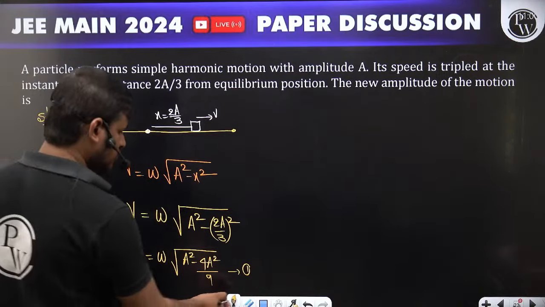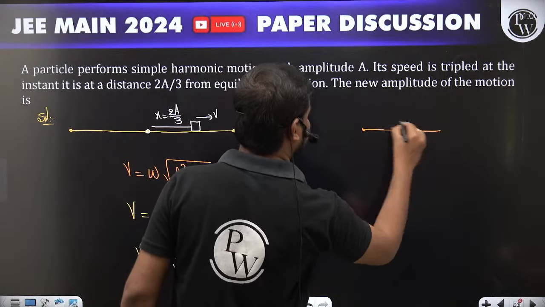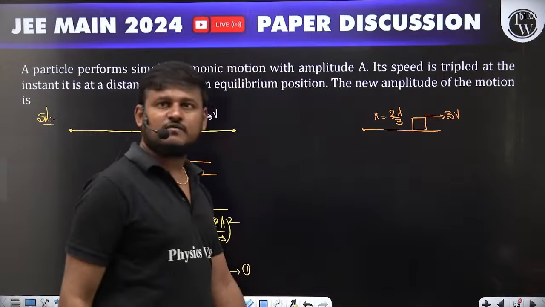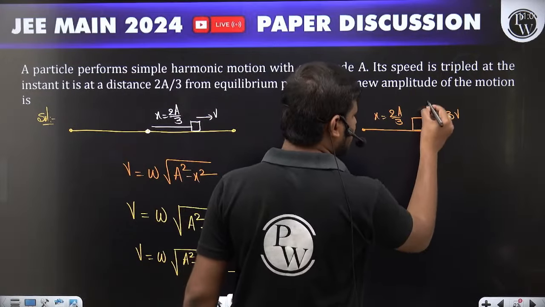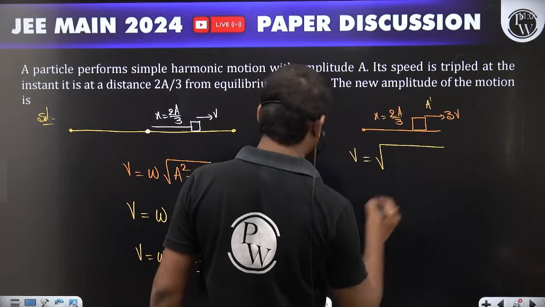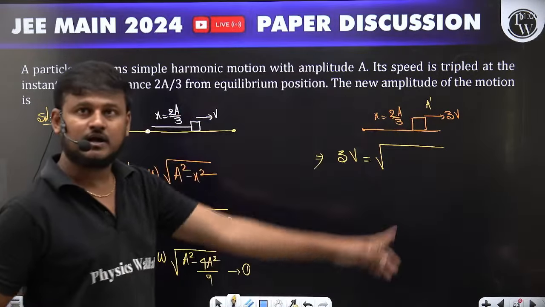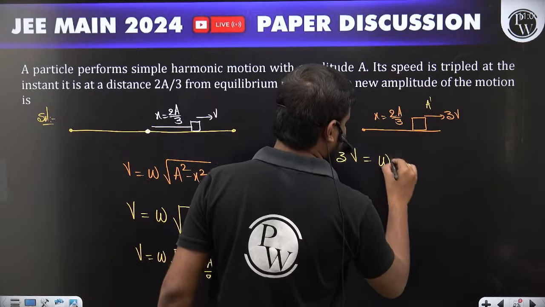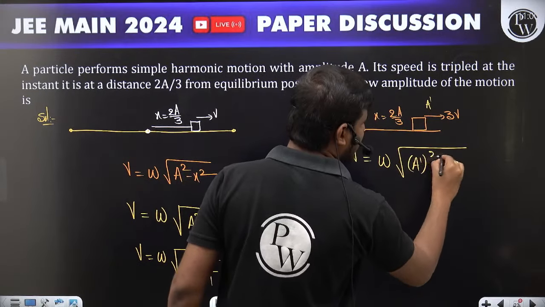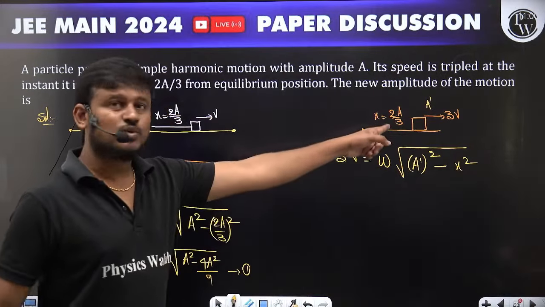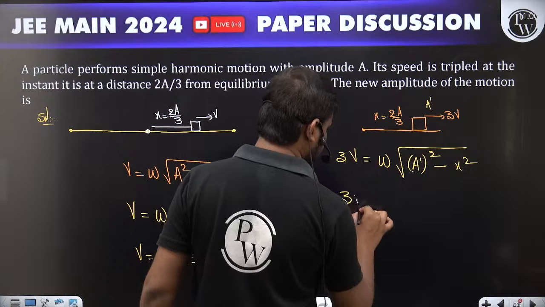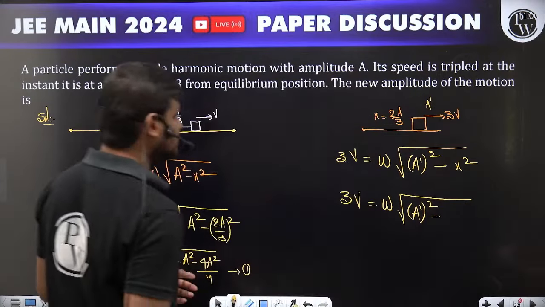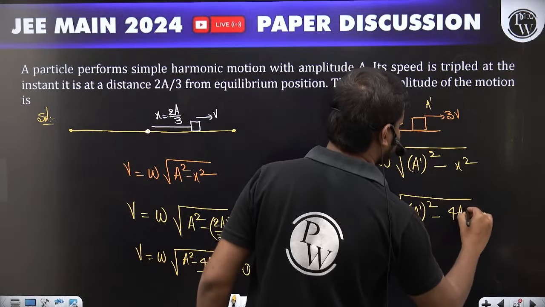Now the second scenario: the same particle, when it is at a distance 2A by 3, its speed has become 3v. When the speed changes, obviously the amplitude changes. So here let the new amplitude be A dash. The speed 3v, because it is tripled, is equal to omega into square root of A dash square minus x square. So here x is 2A by 3, so x square is 4A square by 9.